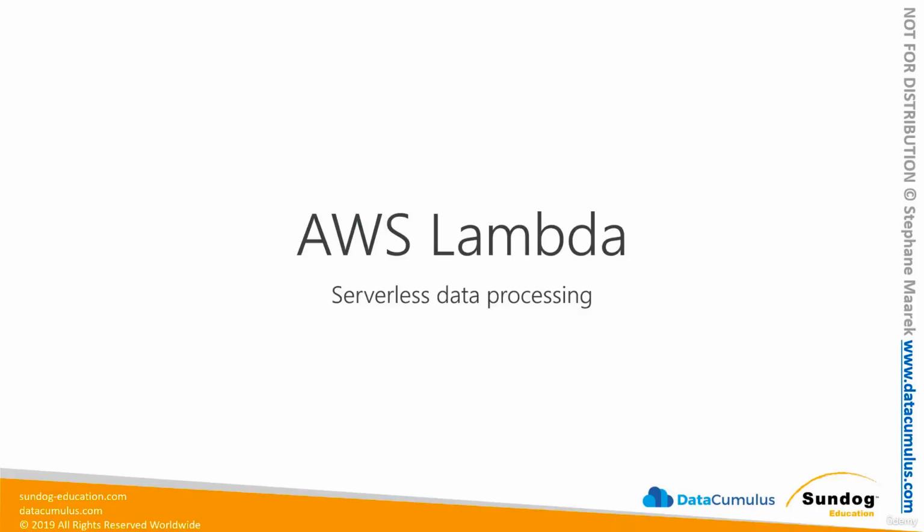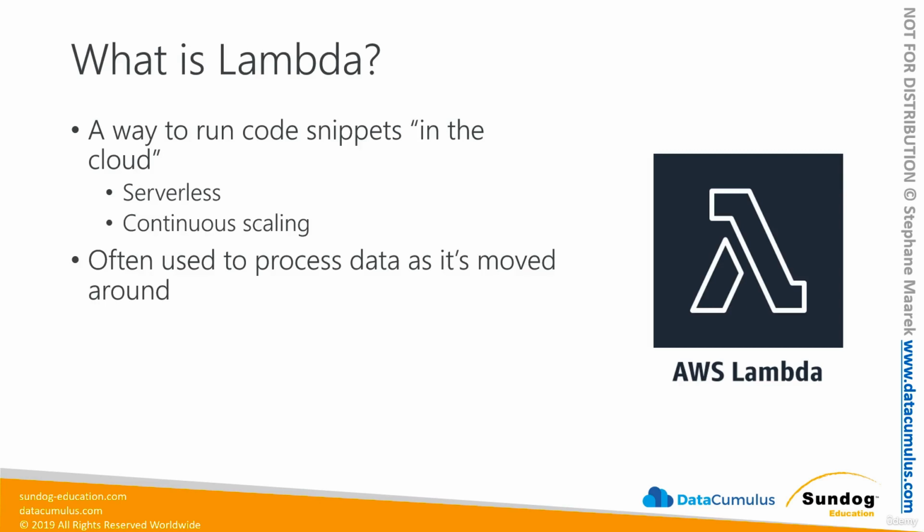Let's talk about AWS Lambda. Lambda is a serverless data processing tool that you can use. Let's talk about what that means. So what is Lambda? Basically, it's a way to run little snippets of code in the cloud. So if you have a little bit of code in pretty much any language you can imagine, Lambda can run that for you without you having to worry about what servers to run it on. So you don't have to go and provision a bunch of EC2 servers to run your code. Lambda does that for you.